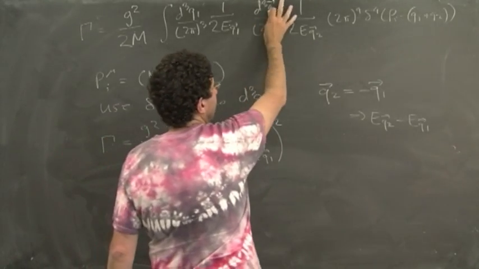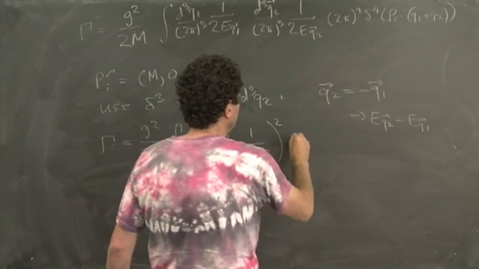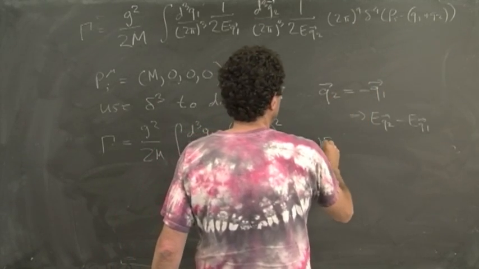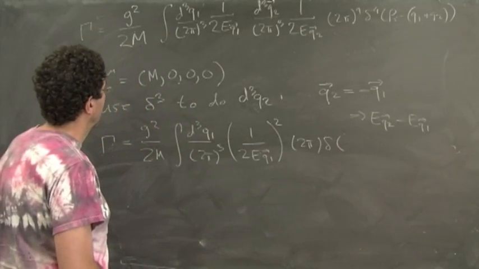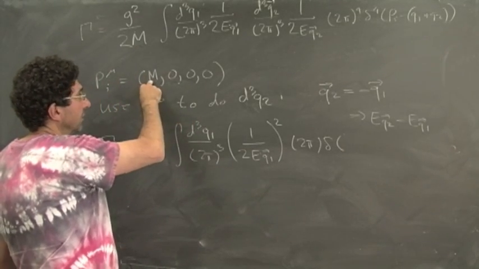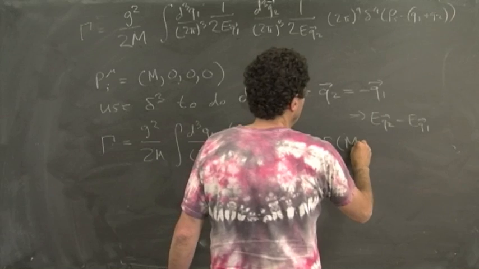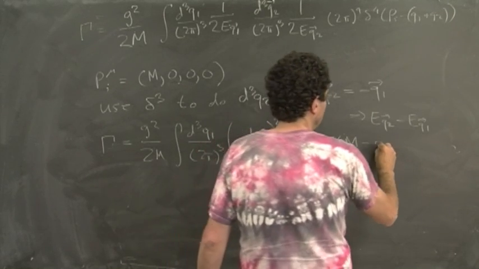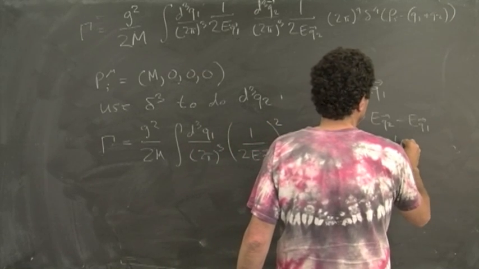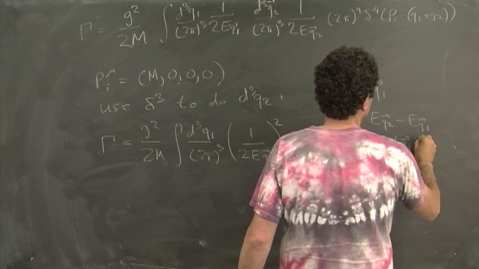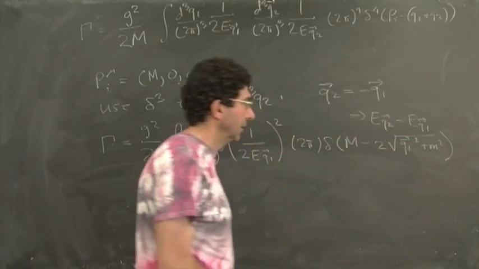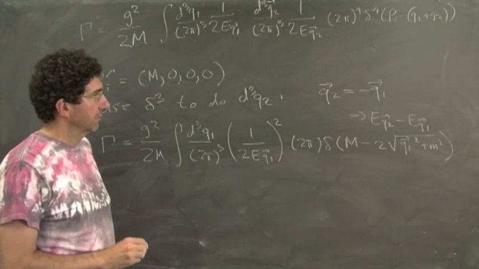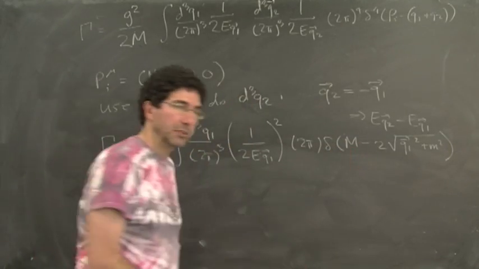So now I've taken care of these factors, and what I have left over here is a 2 pi times the time delta function. And for the time delta function, I have to equate the 0 components of this, and that will tell me that m minus 2 square root of q1 squared plus m squared is what has to be 0 according to the time delta function, the energy conserving delta function.